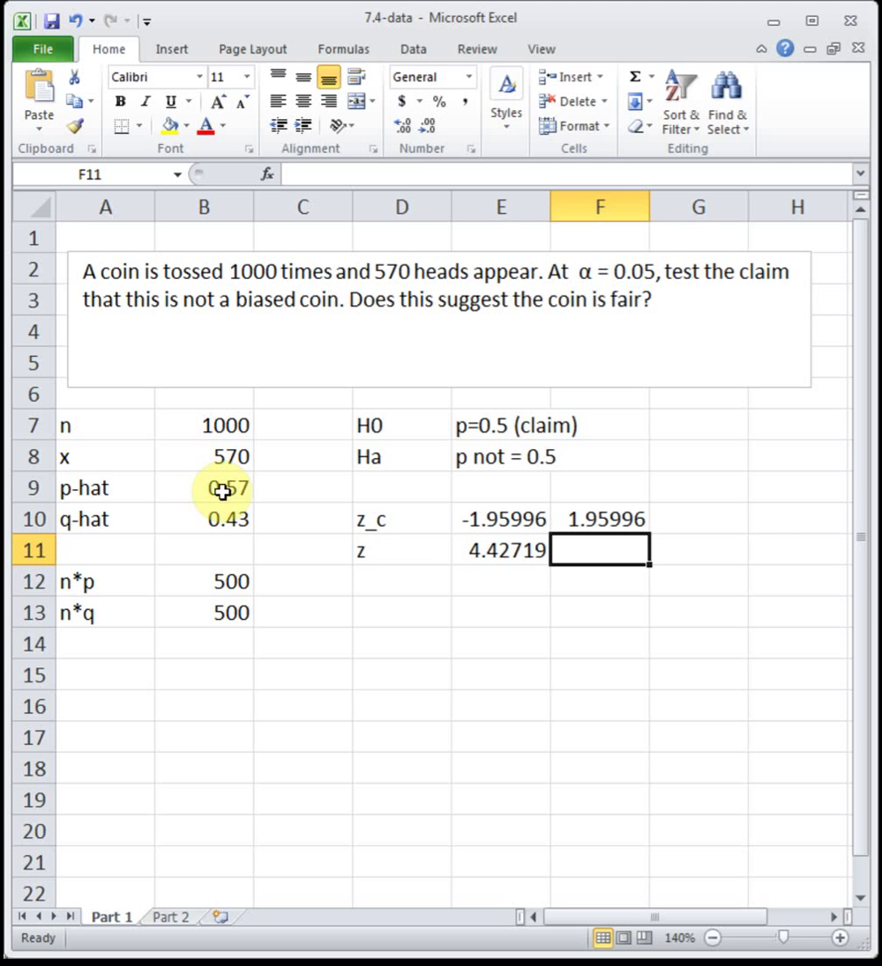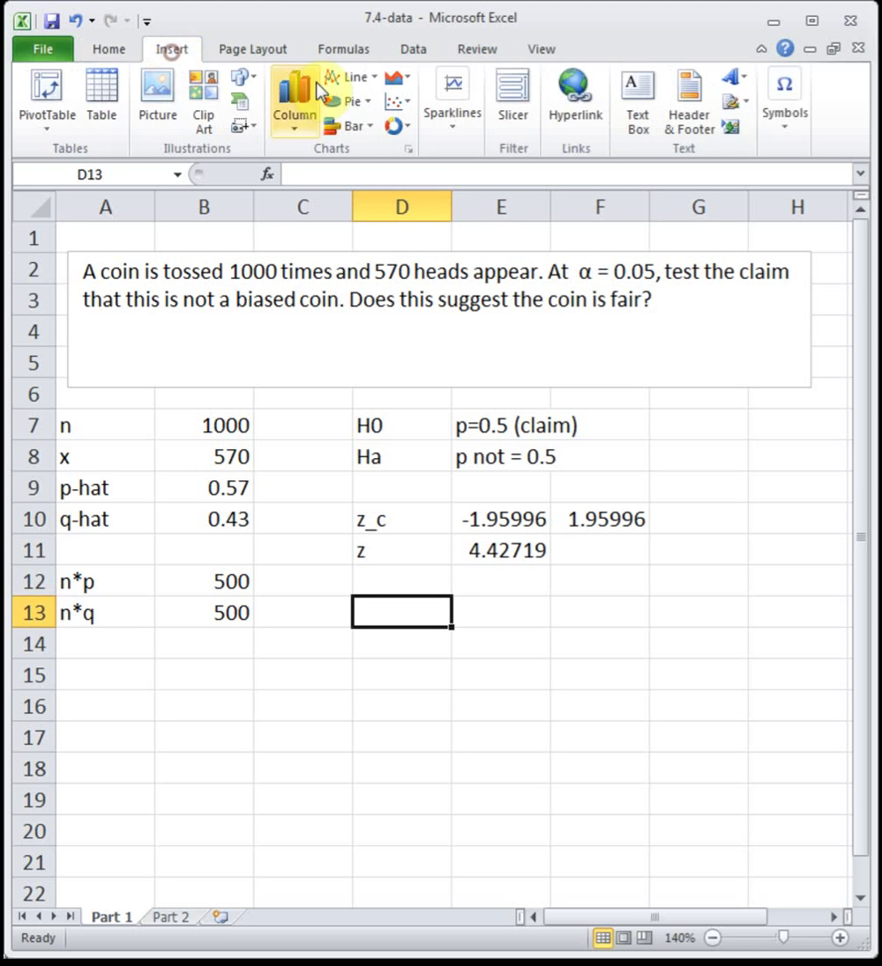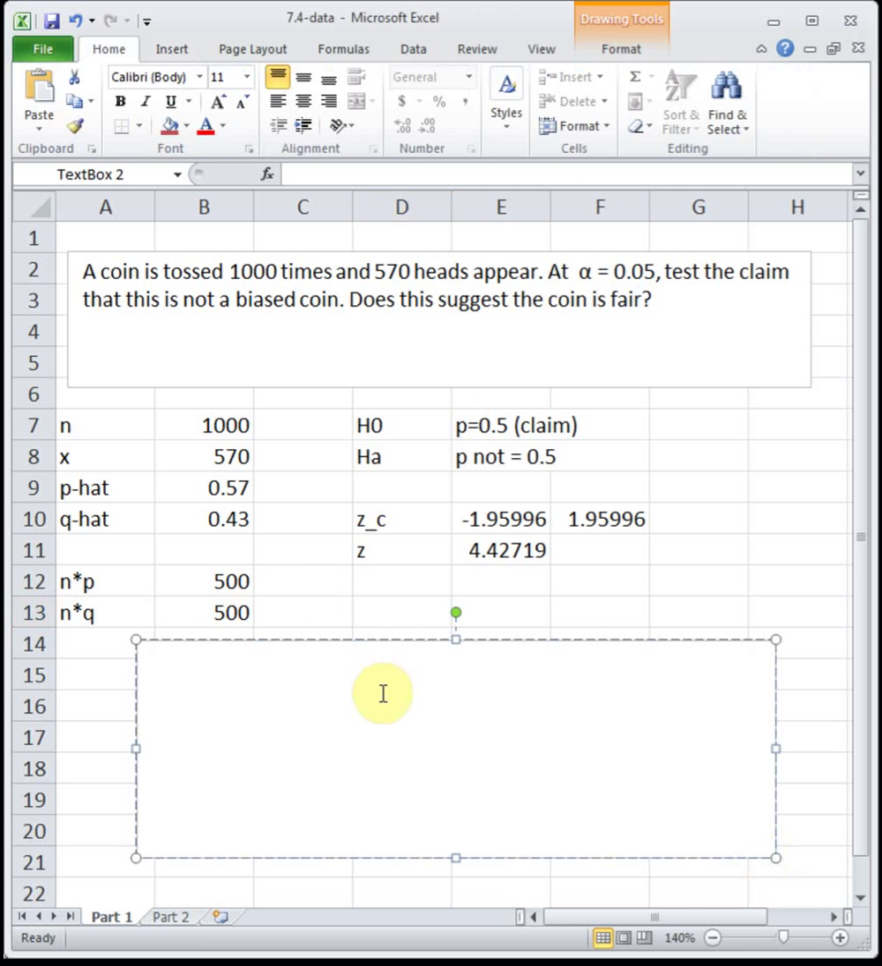Rounded to 4 decimal places, it's 1.9600. So it's definitely way up there in the rejection region. So since our standardized test statistic falls way up high in that top rejection region, our verdict is to reject H naught. So we can say that at alpha equals 0.05, there is enough evidence to reject the claim that this is not a biased coin.